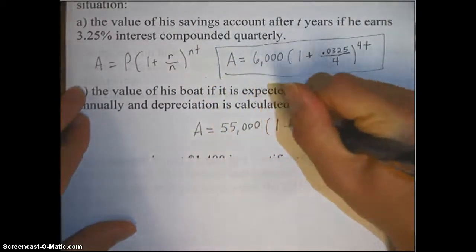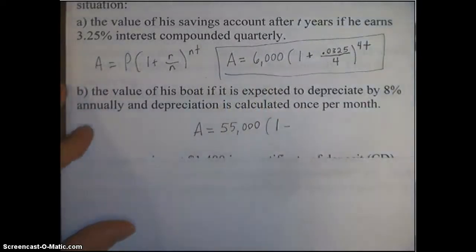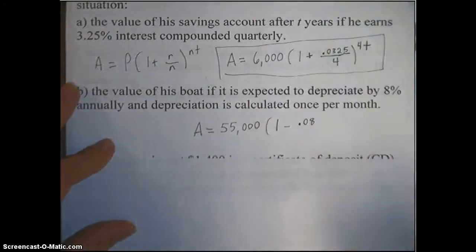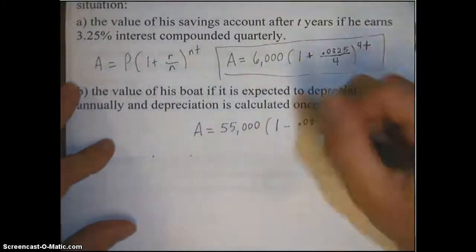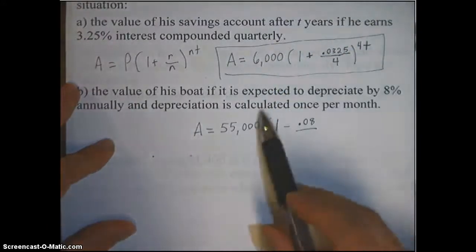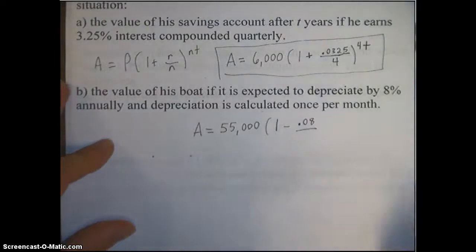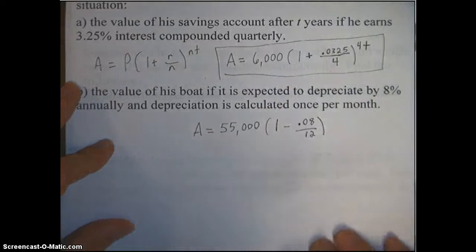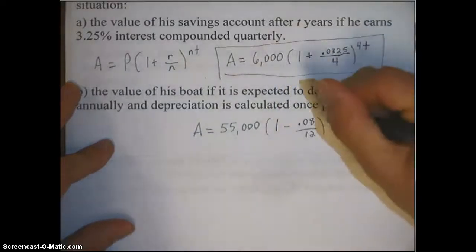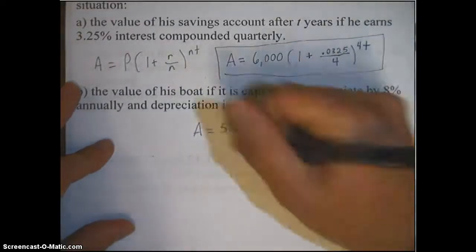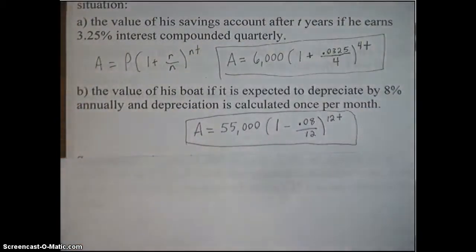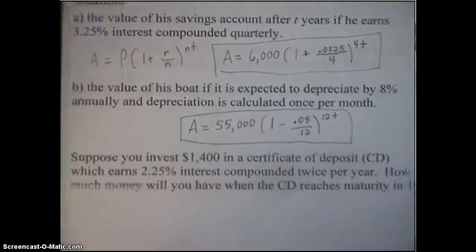And we're going to have 1 minus. It's depreciating at 8% annually, so that's going to be 0.08, or 8 divided by 100 is 0.08, divided by 12, because depreciation is calculated once per month, which is 12 times in a year. And then up in the exponent, that's going to be 12 times t. So that's the equation that we would use to calculate depreciation. It's the same idea, it's just if it's losing value, you're going to do 1 minus instead of 1 plus.